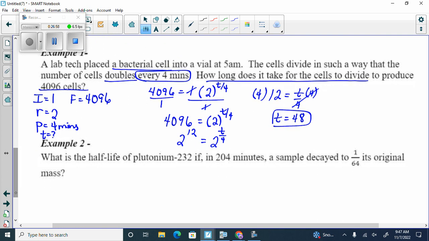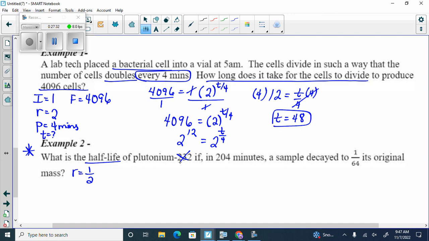Example 2 is one that often is done terribly because people don't spot the initial or final. They ask me what the initial is. So this one says, what is the half-life? So that's R, which is a half or 0.5, whatever you want to put it as. Of plutonium-232. That is an isotope. Please don't put 232 anywhere in the question. It doesn't give you the milligrams of it. That's just an isotope. Do not put 232 somewhere in this question.